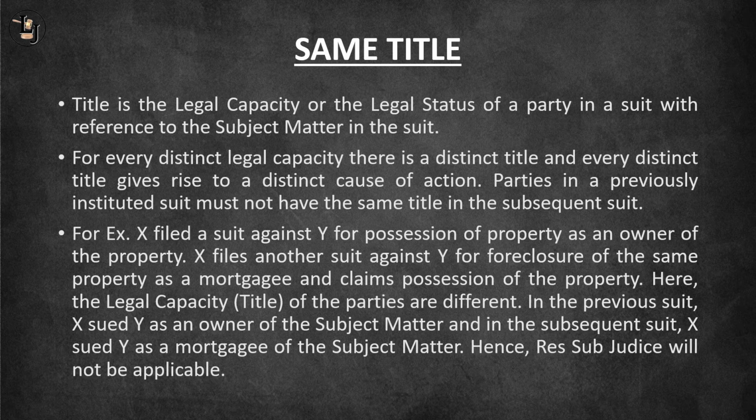The third essential is that the parties in the subsequently instituted suit must have the same title as they had in the previously instituted suit. Title can be defined as the legal status or the legal capacity of the party with respect to the subject matter in suit. So, if A has filed a suit against B as owner, he cannot subsequently proceed with another suit in the legal capacity of an owner. However, he can file it in the capacity of a mortgagor, provided that there has been a transaction of mortgage.